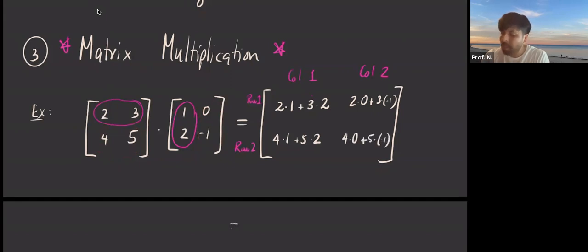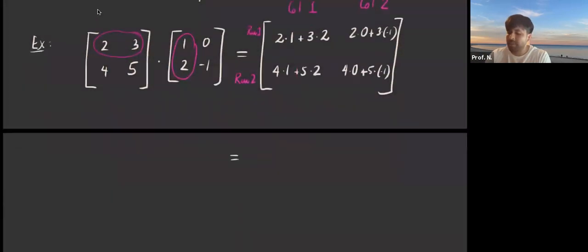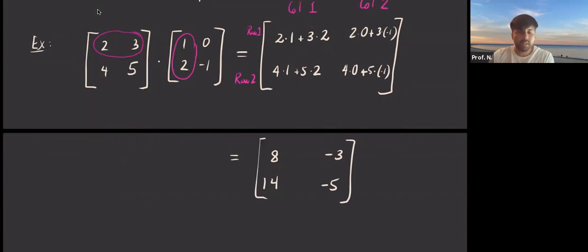And so what do you get when you apply this dot product to these columns and rows? You get 2 plus 6, which is 8. 4 plus 10, which is 14. 2 times 0 plus 3 times -1 is -3. And you get -5. And this is the product of these two matrices. We'll talk more about this next time. I will stop the recording right here.